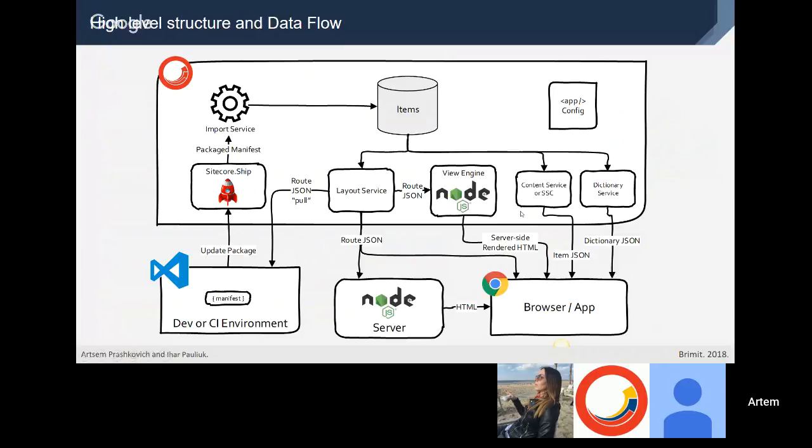On this diagram, the content service and dictionary service are also presented. They are pretty simple services which provide data for translation, and some common content for each page. So now we will have a demo, where Ihar should show us the structure of the front-end project.